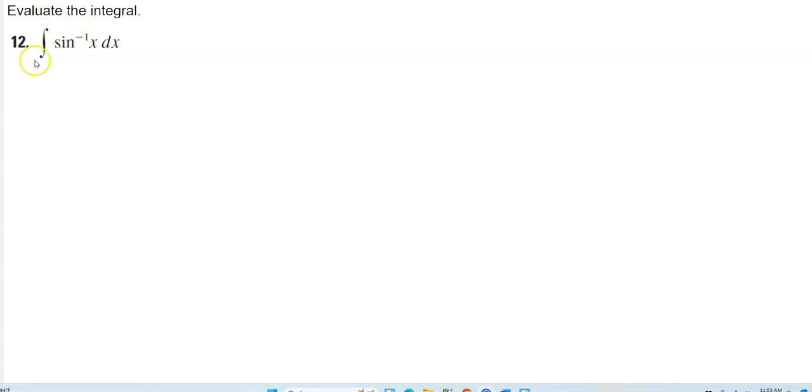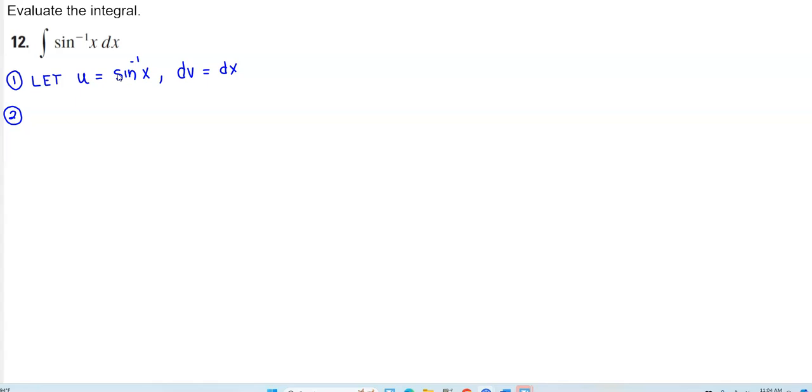Evaluate the integral. Here we have the integral of the sine inverse x times dx. In this problem, we're going to use integration by parts. So for step 1, we're going to let u equal the sine inverse x, and dv is going to equal dx.